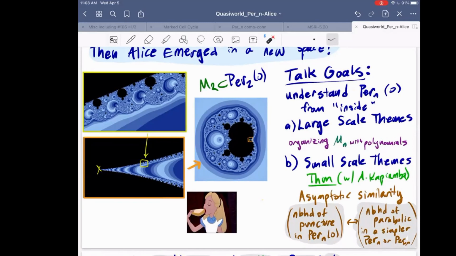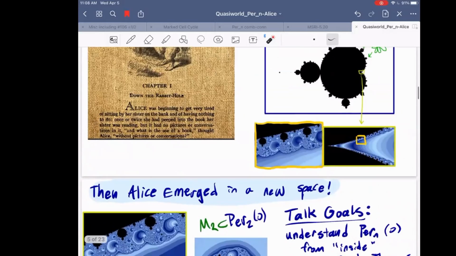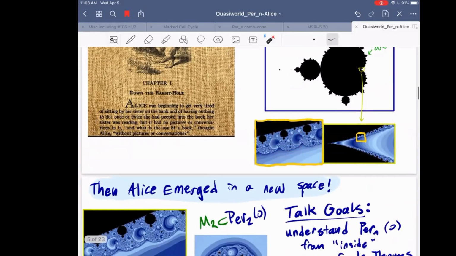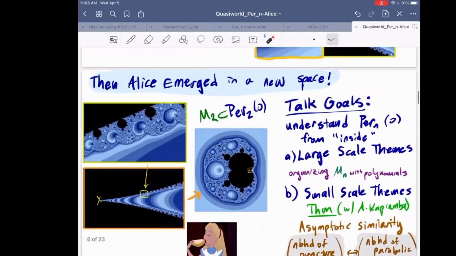And then after that, Alice is going to drink a vial that's going to make her go really, really small, and she'll explore small-scale themes. This will be a chance for me to explain a theorem joint with Alex Kapiamba that explains an asymptotic similarity between a neighborhood of the puncture in Per_n, so this guy right here where you see the elephants, and a neighborhood of a parabolic in a simpler Per_n curve, or pre-periodic curve, such as the Mandelbrot set, elephants over here, to explain these pictures. So that's the talk goals.